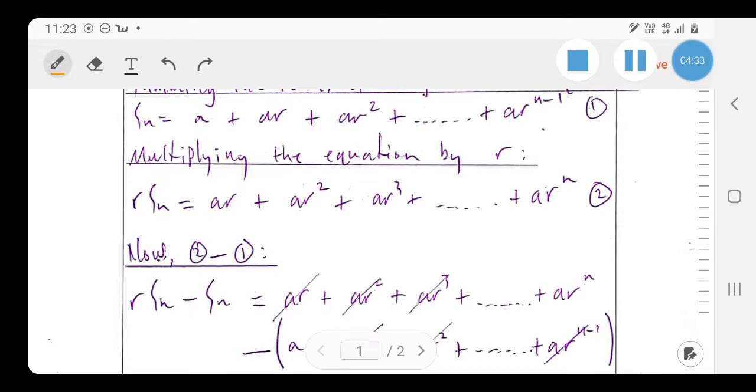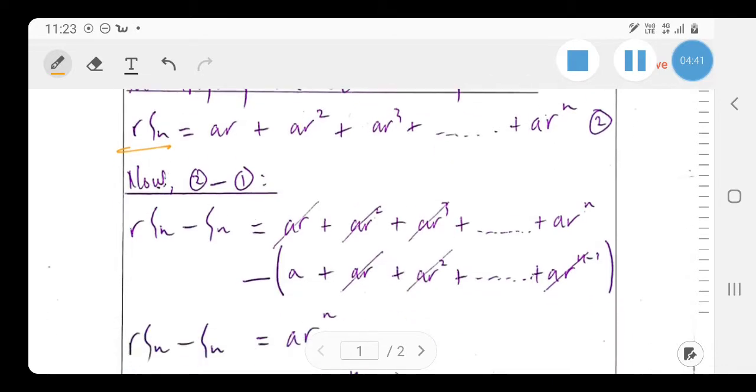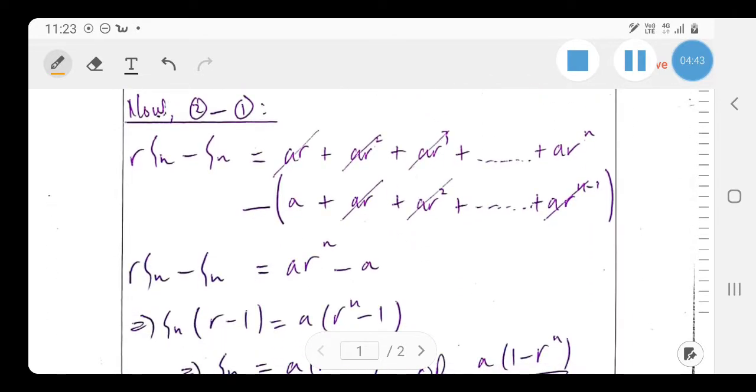Now I'm going to create something new. I'm going to do RSn minus Sn, in other words, 2 minus 1, because that's how I've labelled them. So RSn minus Sn. R multiplied by Sn, all of the terms in that sum I've written along the top here, this minus sign is here, and all of the terms for Sn I've written along the bottom here.